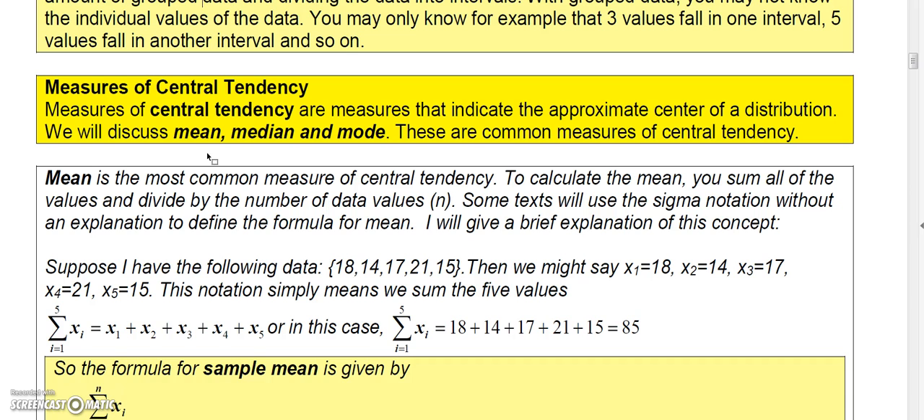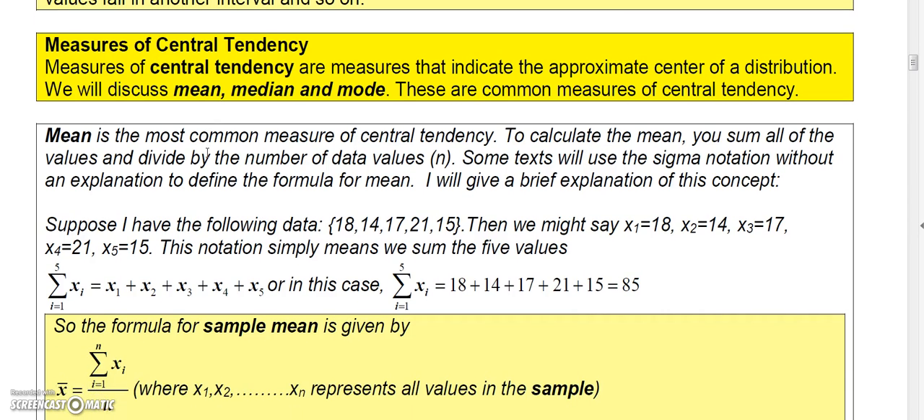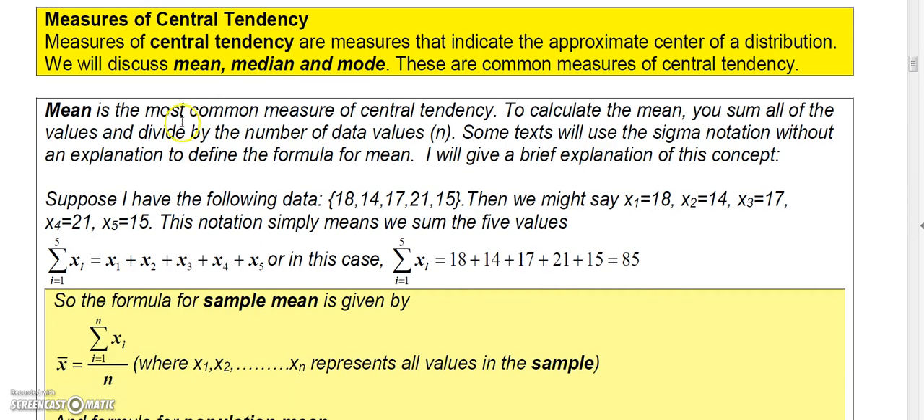Now let's go ahead and shut this video down right here as far as the introduction of statistics, and in the next video, we'll go ahead and start with measures of central tendency.